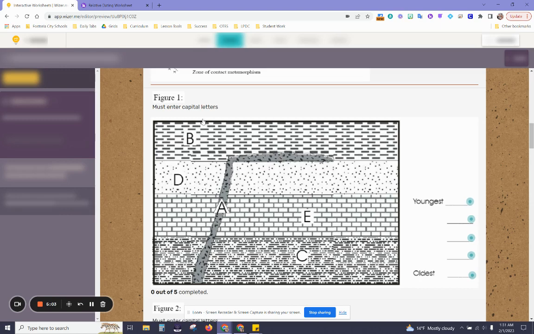Make sure you are following along on your worksheet here with me. I am going to tell you to pause this video. You go in and put your answers in. You just click on these little bubbles here and it'll have you enter your text. Make sure you're entering capital letters just like you see on the rock layers here.